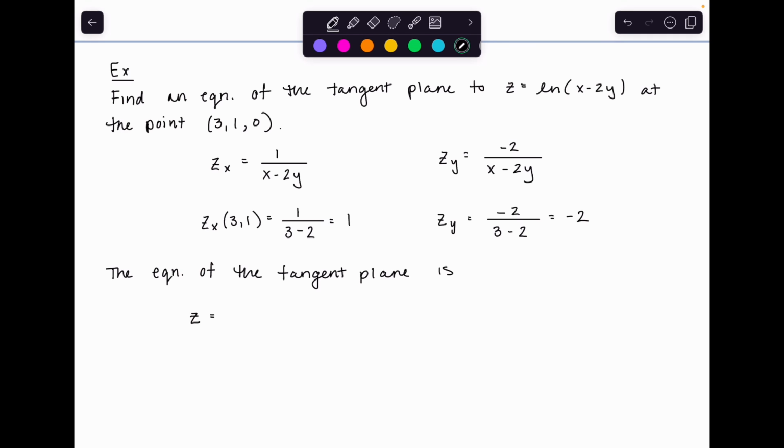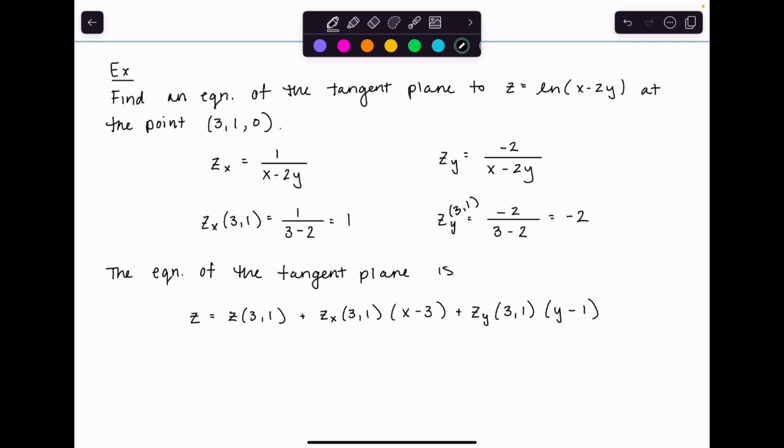The z values on the tangent plane are given by the function evaluated at (3, 1), which you can just call z because they didn't label it f. So it's z evaluated at (3, 1), plus the partial of z with respect to x at that particular point, times x minus the x coordinate, and then the partial with respect to y, evaluated at (3, 1), times y minus the y coordinate of the point.